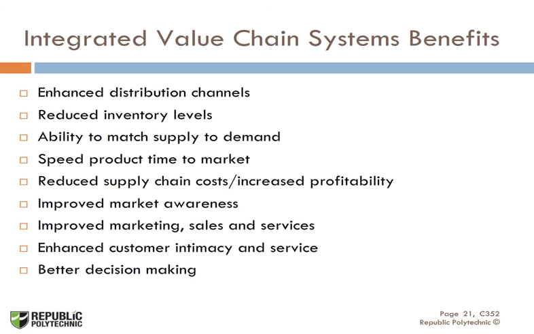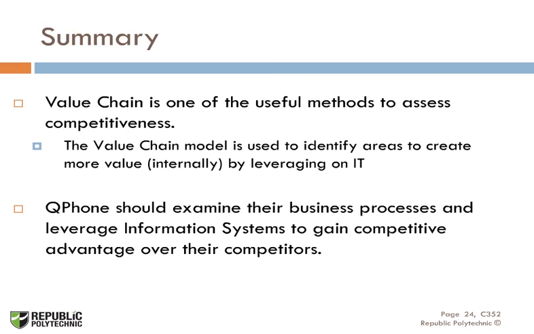Enhanced distribution channels. Reduced inventory levels. Ability to match supply to demand. Speed product time to market. Reduced supply chain costs, increased profitability. Improved market awareness. In summary, the value chain is one of the useful methods to assess the competitiveness of an organization. The value chain model is used to identify areas to create more value internally by leveraging IT. QPhone should examine their business processes and leverage information systems to gain competitive advantage over their competitors.